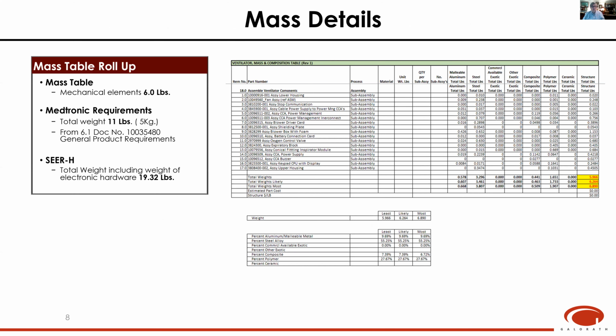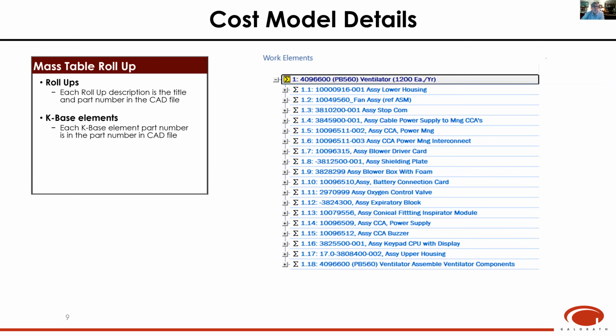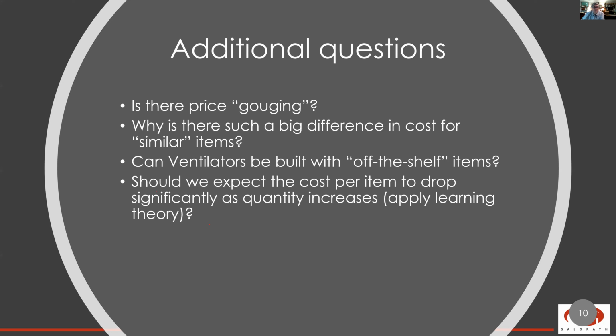We did a complete roll-up, and I know some of these charts would be hard to see, but we did a complete cost analysis at the piece part level, came out with a total weight of about 19.3 pounds. Again, that's very much like what's being put on the market today. And we did a roll-up, and you can see what our actual model looks like in terms of what we call K-bases, knowledge bases, and where this product came from. So we believe that we showed that there were reasonable numbers being projected for ventilators.